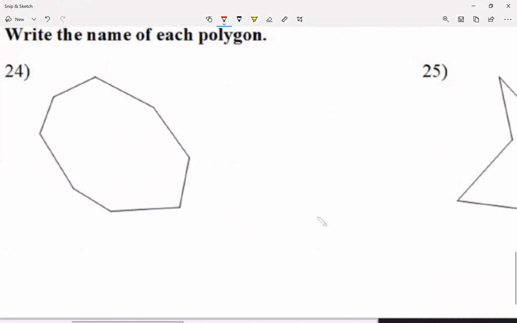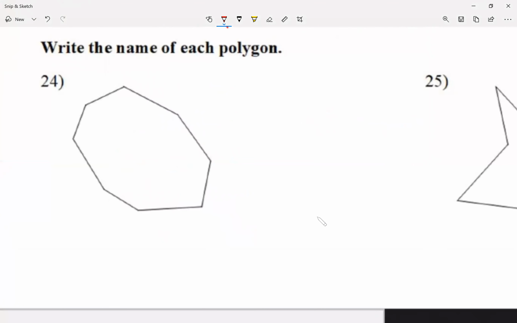To begin with on your homework, I'm going to give you guys a polygon. Notice how the sides are all straight. They're all connected. So it is a polygon. I'm just asking for the name. So what I'm going to do, I'm just going to count. Let me put N for the number of sides. I'm just going to count how many sides my polygon has. So let's see, 1, 2, 3, 4, 5, 6, 7, and 8. It has 8 sides. Again, my N represents how many sides there are.